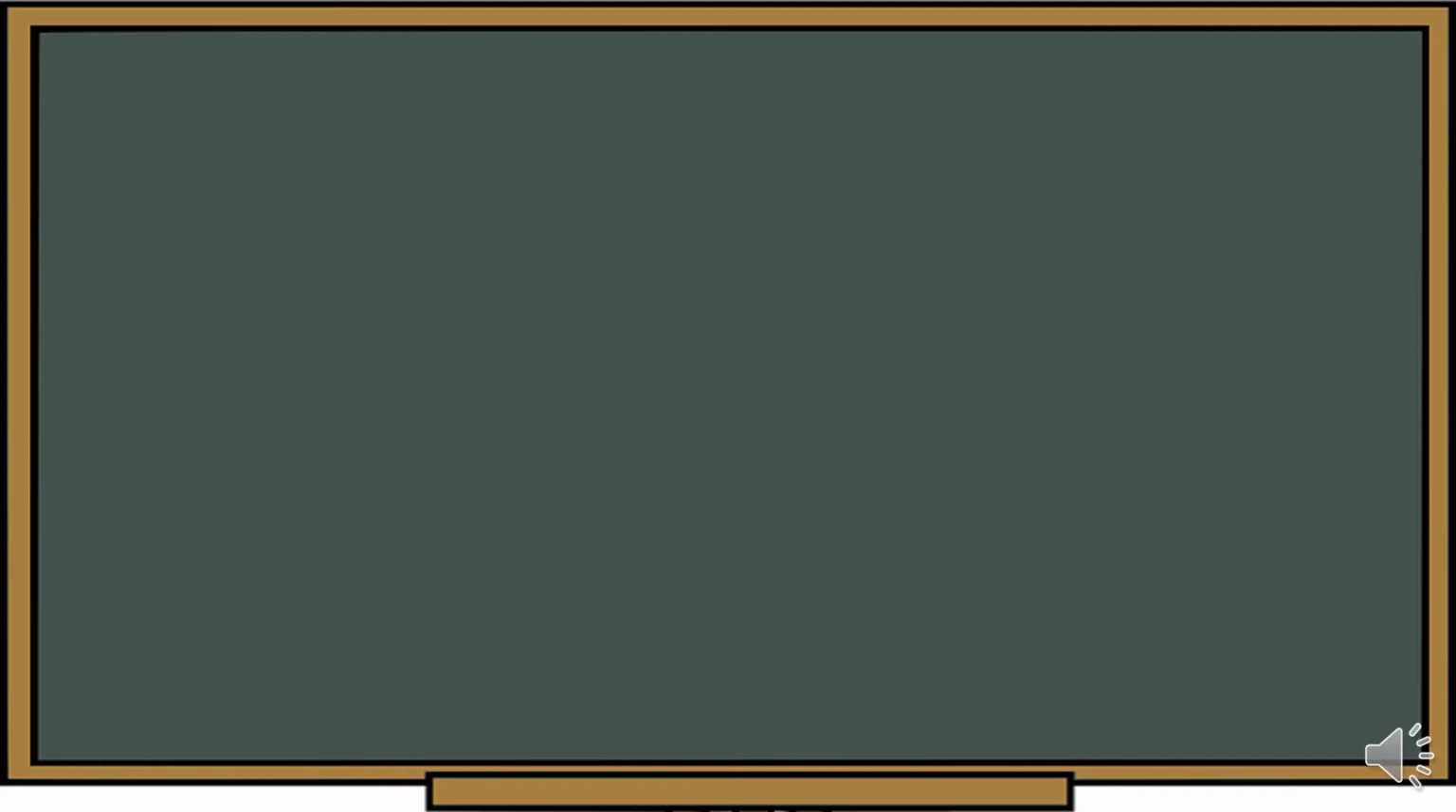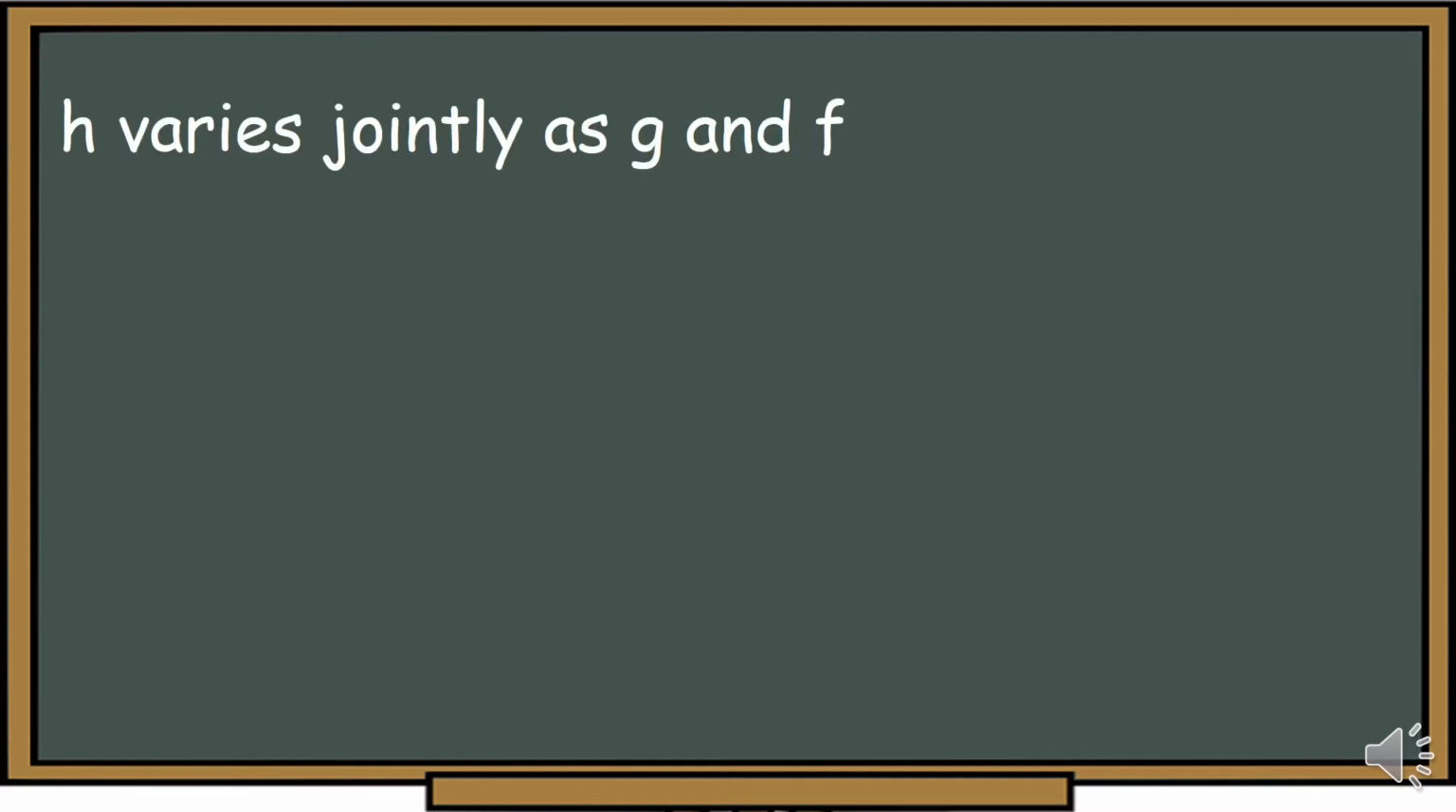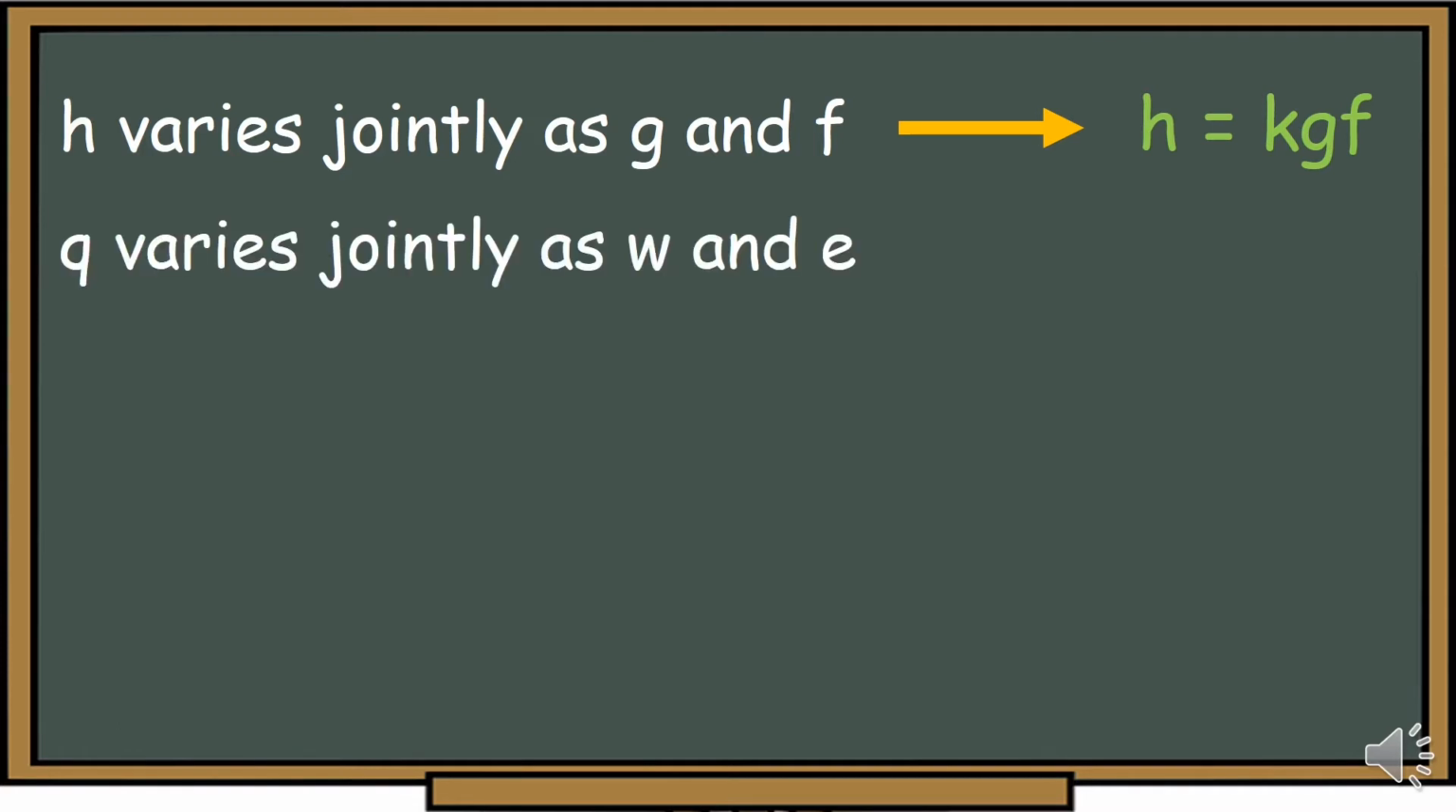And now let us translate the following mathematical statements into equations. First, h varies jointly as g and f. Okay, so this is h equals kgf. Next, q varies jointly as w and e.